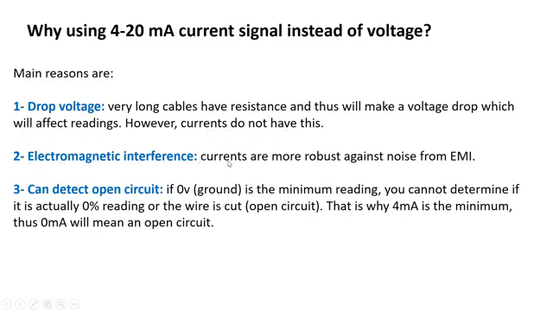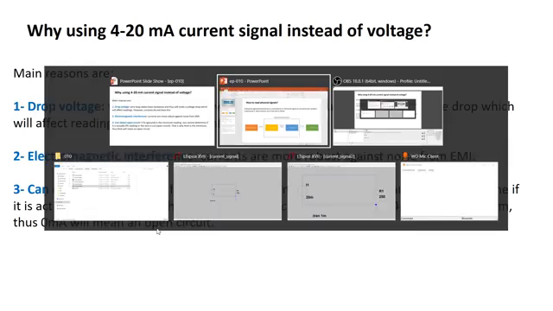Electromagnetic interference: we know that currents are more robust against the noise that comes from them. Now, it can detect open circuit. If you consider 0 volts or ground to be the minimum reading, you cannot determine if you actually read 0% from your sensor or actually the wire is cut or open circuit. And this is why 4 milliamps is the minimum. Thus, 0 milliamps will mean an open circuit.